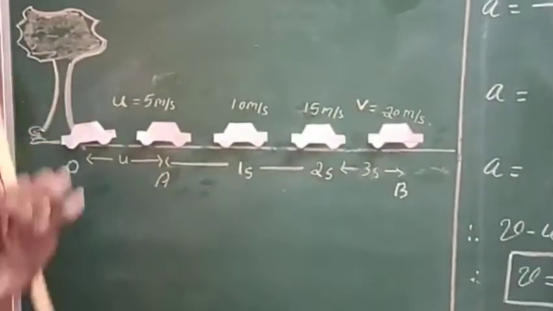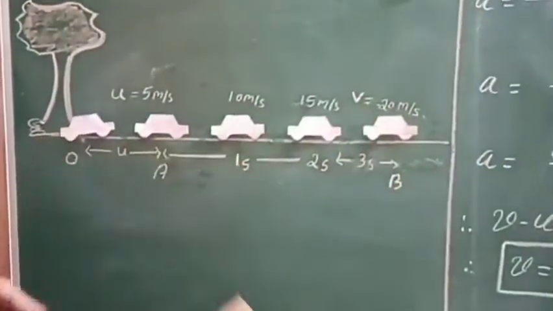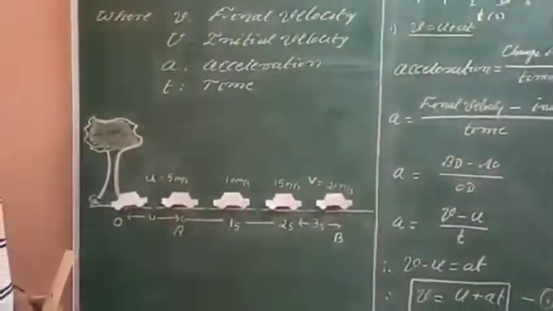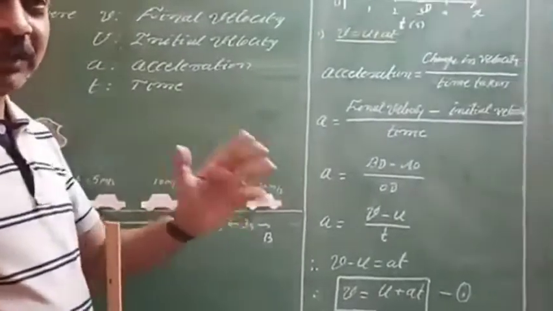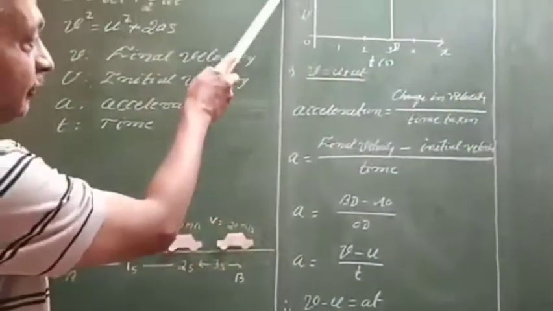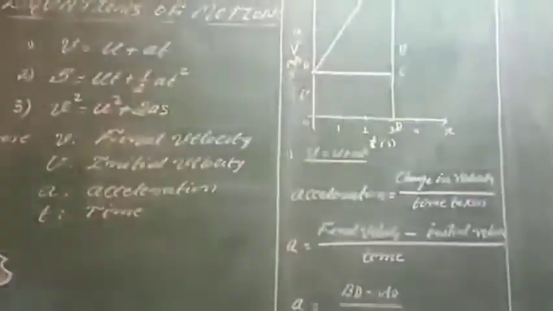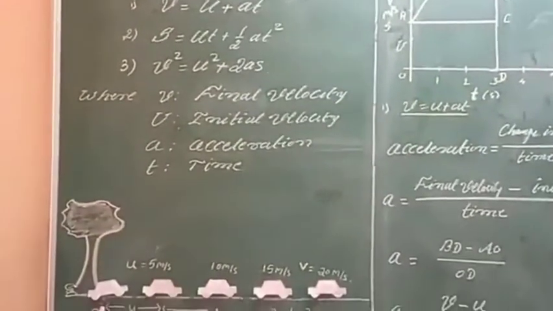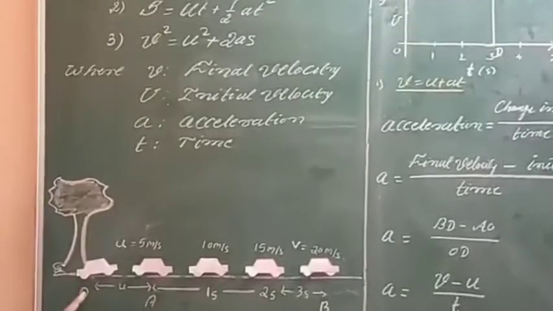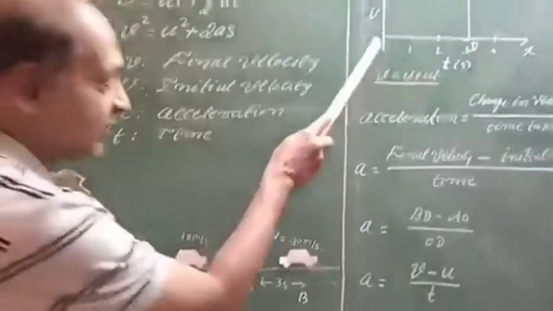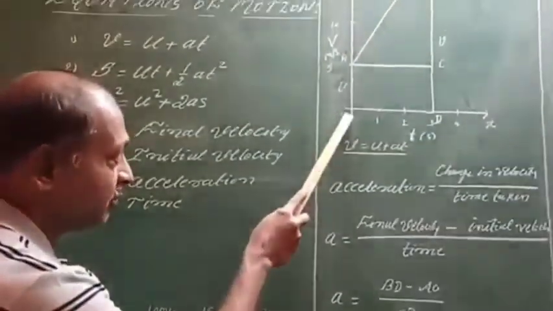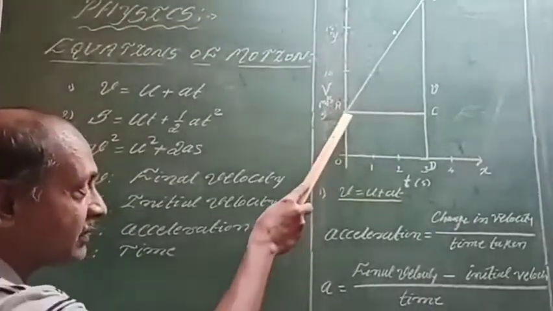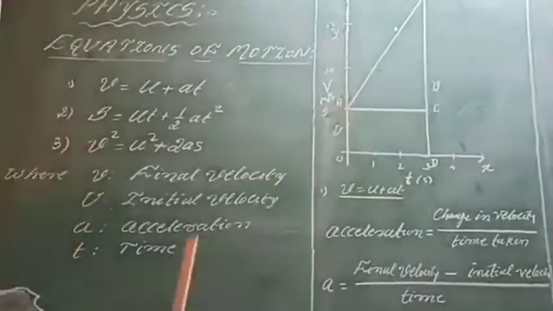Now I want to represent this using a VT graph. You already know the meaning of a VT graph: a velocity-time graph. You can see the car is at the initial position O, here is 0. Then it moves with 5 meters per second, and that is A. You see here is A.